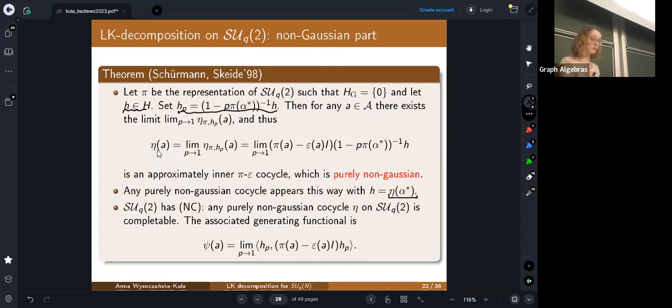So this will be our H, we should start in here to proceed. And since approximately inner cocycles are completable, it means that SUq(N) also has this property NC and allows the Lévy-Khintchine decomposition. Well, this we knew already from the previous slide. We can write down explicitly the associated generating functional, as I explained already before. This will be just a limit of generating functionals associated to these coboundaries.